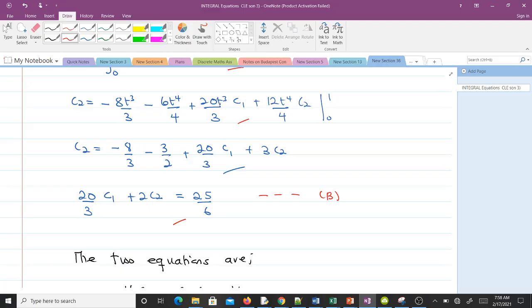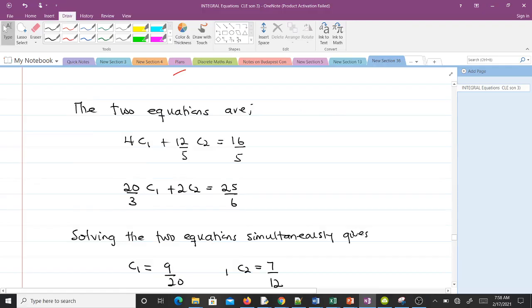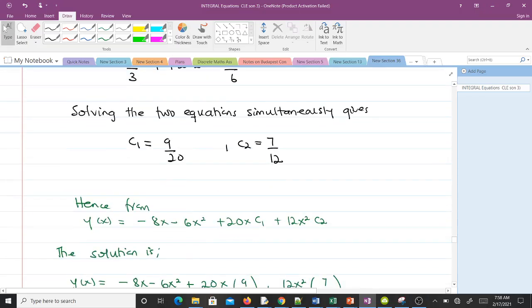So now we are having two equations here. And the two equations are 4c1 plus 12 over 5c2 equals 16 over 5. And 20 over 3c1 plus 2c2 equals 25 over 6. So solving these two equations simultaneously gives us c1 to be 9 over 20 and c2 to be 7 over 12. Okay? That means we can come back to this and put in our c1 and c2.